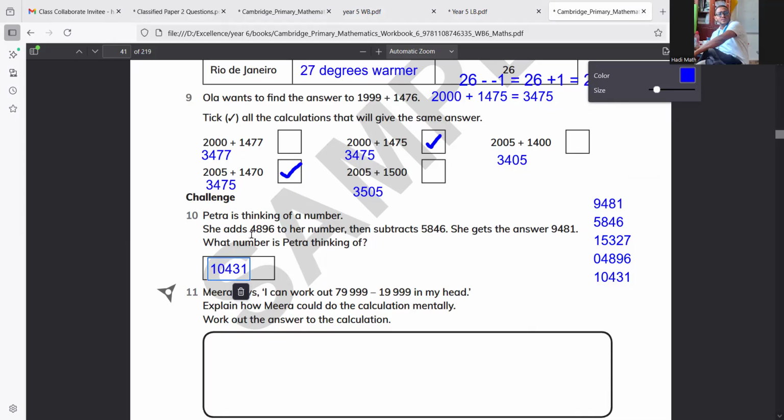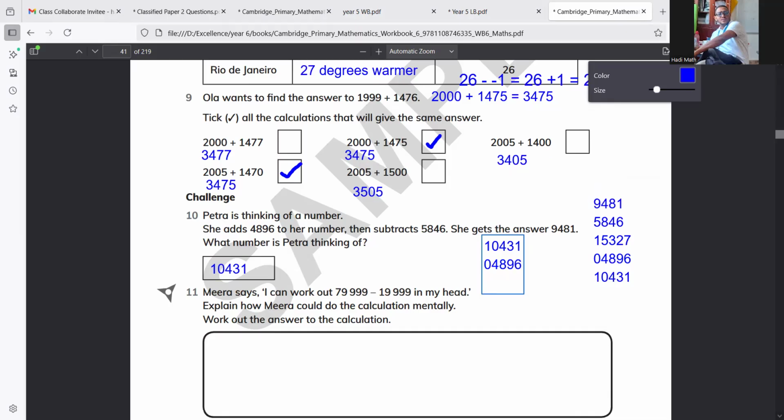Like we say, she adds, then subtracts, and she gets the answer. Then go back. This one, add, and then subtract, and you see the first number. If you'd like to make sure about your answer, go on to it. It's 10,431. This is she adds this one number, which is 4,896. Go and add it.